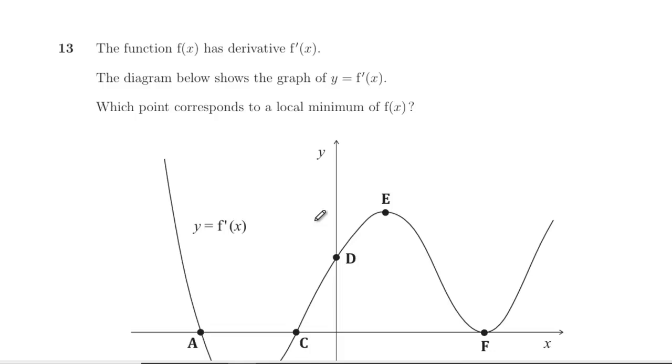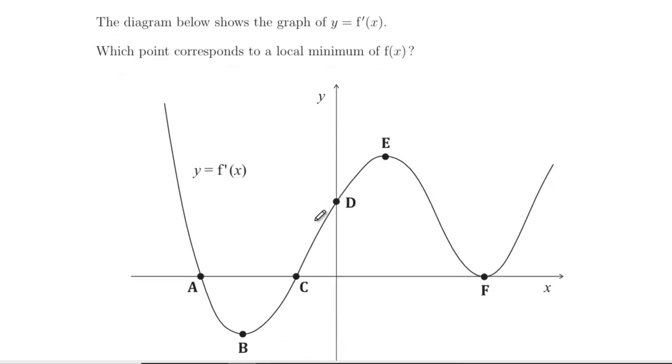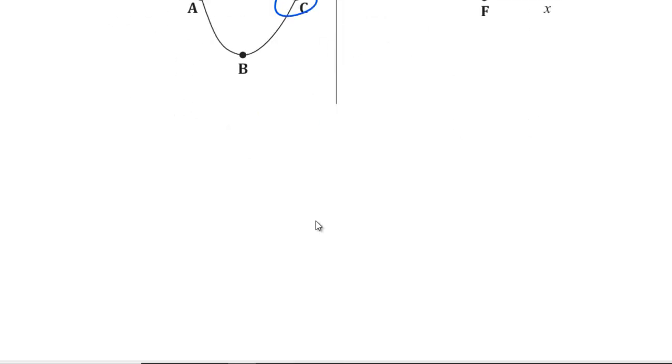13. The function f of x has derivative f dash of x. The diagram below shows the graph of y equals f dash of x. Which point corresponds to a local minimum of f of x? Right, so if it's a minimum of f of x, then f dash of x would be 0, and the second derivative will be positive, so it must have a positive gradient when cutting the x-axis. So C. Well, that was a gimme of a question.